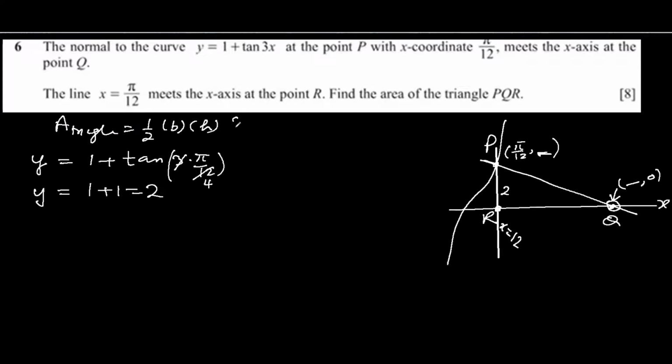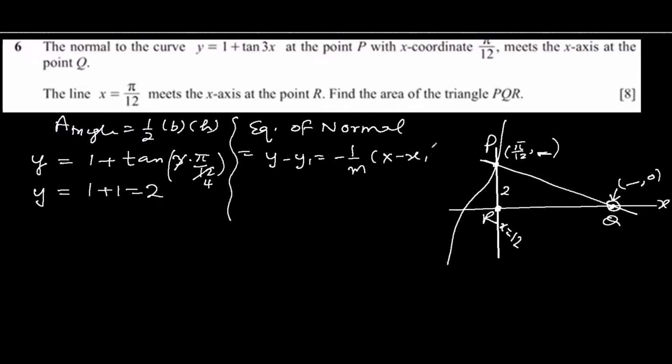Okay, so the equation of the normal is y minus y1 equal to minus 1 over m times (x minus x1), where m is the gradient of the tangent. Now we have to find the gradient of the tangent. dy over dx is the gradient of the tangent, so basically we have to differentiate 1 plus tan 3x.